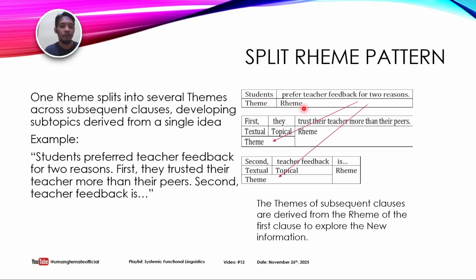Okay, so as you can see here, the first clause has several elements in the rheme, that is, "two reasons". Okay, and then this rheme splits into several themes, like here, this one, and this. So you can predict that if the text sounds like "students prefer teacher feedback for three reasons", then we can predict that this rheme will split into three themes. Okay? So this is just some examples of the thematic progression techniques.